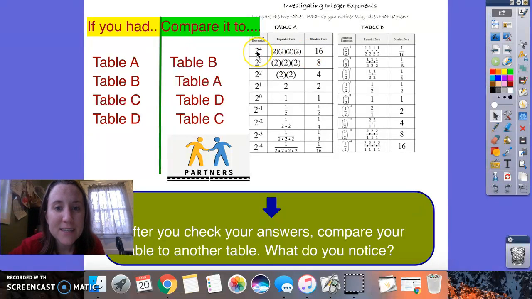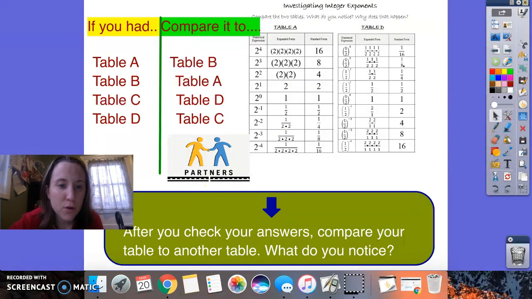So if we're looking at the powers of 2, we went 16 to 8 to 4 to 2 to 1. So each one is half of the one before it. And if you had the base of 3, I hope you noticed that each one was a third of the one before it. It went 81, 27, 9, 3, 1, and then it just kept going.